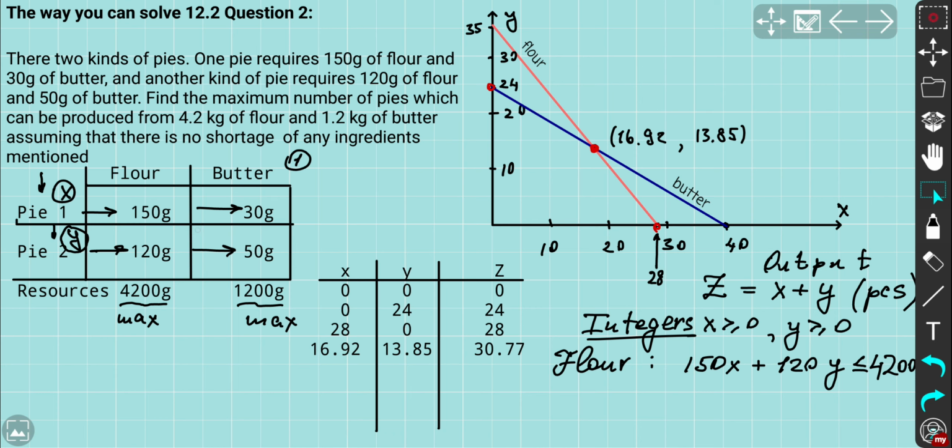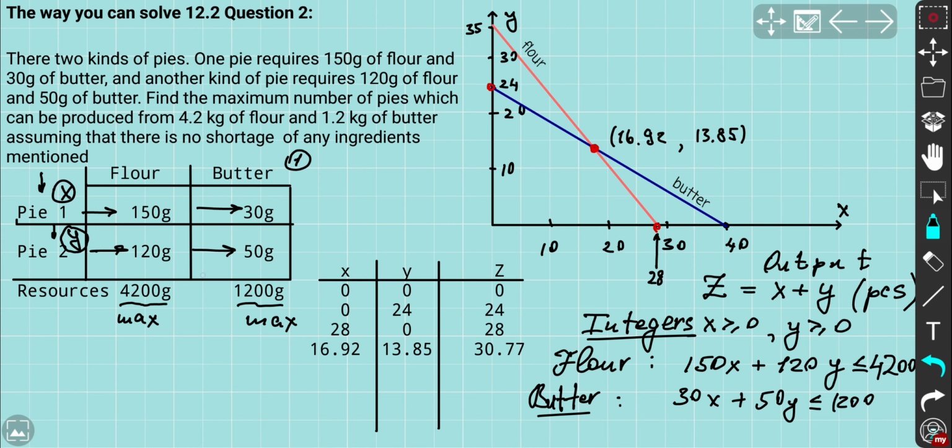So what about butter? For butter, we can set up the same consumptions using 30 grams and 50 grams. So we have the following, 30 first goes. So 30x plus 50y is going to be less or equal than 1,200, okay, in total.